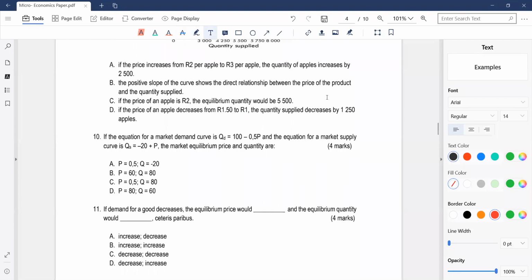Let's go to question number 10. Well done, Mbali. That's Lishe.